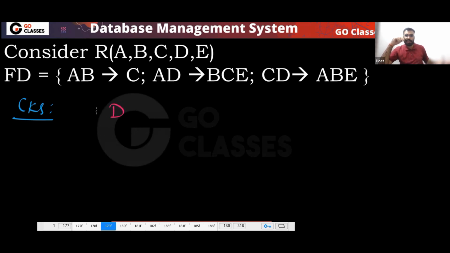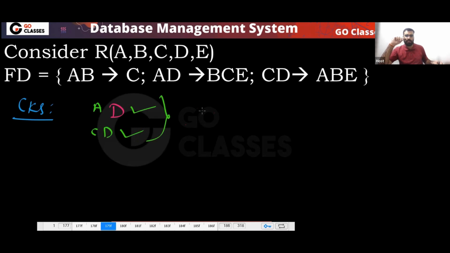So what are the candidate keys? AD is a candidate key, AD can determine everything. CD can determine everything. What about BD? What about DE? No. What about BDE? No. So these are the candidate keys.